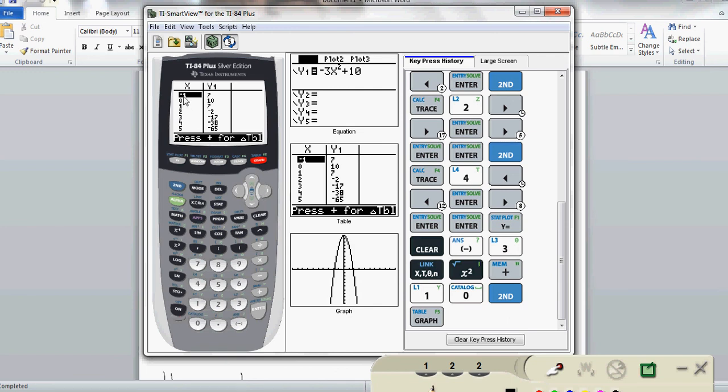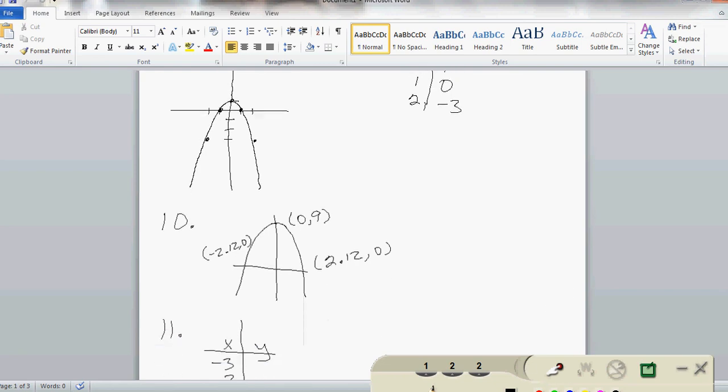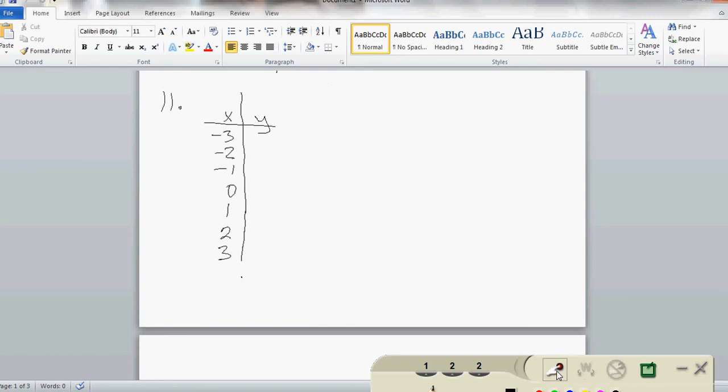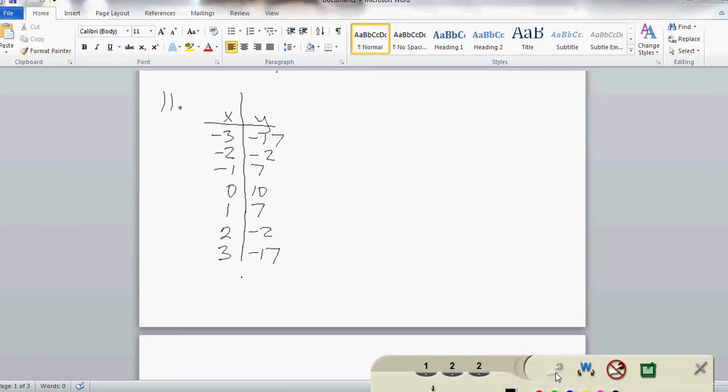Now we want to start with x equal negative 3, so I just need to move up a little bit. And there, notice I get negative 3 to be negative 17. Negative 2 is negative 2, negative 1 is 7, 0 is 10, 1 is 7, 2 is negative 2, and 3 is negative 17. So to answer what is being asked, all we need to do here is fill in that information, which looks like this. And that answers the question for number 11.